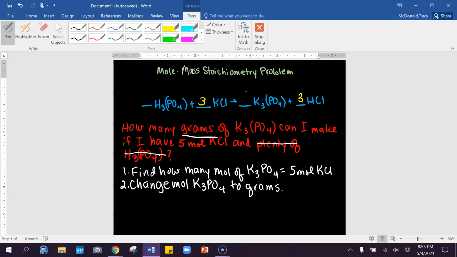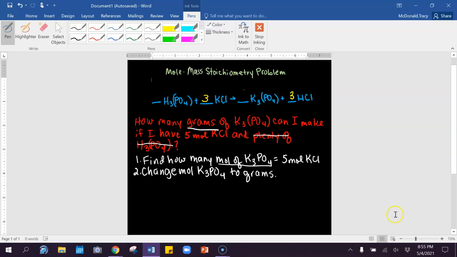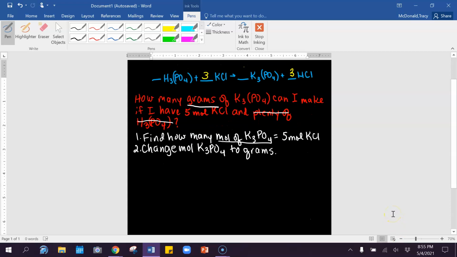So the first thing that I want to do is figure out how many moles of potassium phosphate equals 5 moles of KCl, or potassium chloride. And that's exactly what we did in our previous problem, so that's nothing new. The new part is number 2. We want to change the moles that we find to grams. But that's not a new calculation for you either, because you've already done that in previous assignments. So I want to zoom out a little bit so that we can still see our equation.